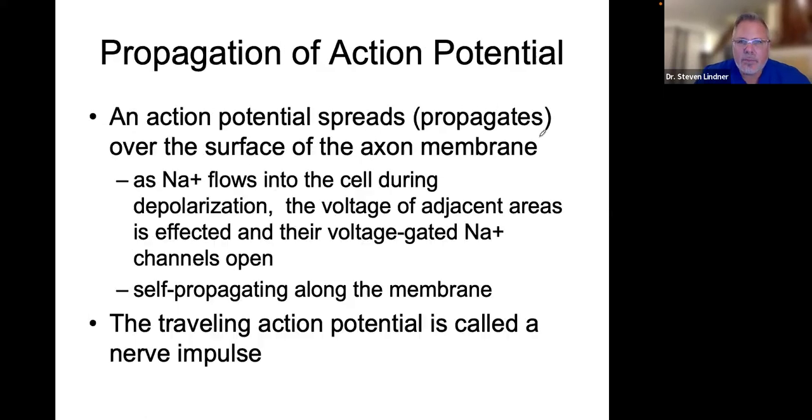Okay, we will pause right here. And when we come back, we'll get into the propagation of action potentials.